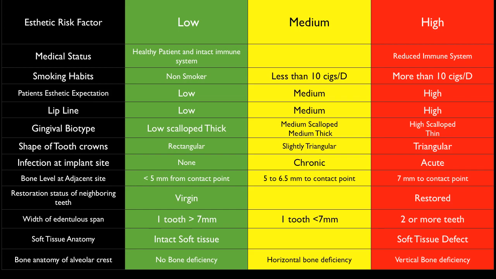If the patient, for example, is a low risk in the aesthetic risk factor, you could go with the more advanced and more pushed therapeutics, more immediate loading, more pushing the envelope, whereas if the patient is a high aesthetic risk factor, you probably want to go for a more conservative approach and stage your procedures and build up bone first, perhaps soft tissue later, to achieve optimal aesthetic results.